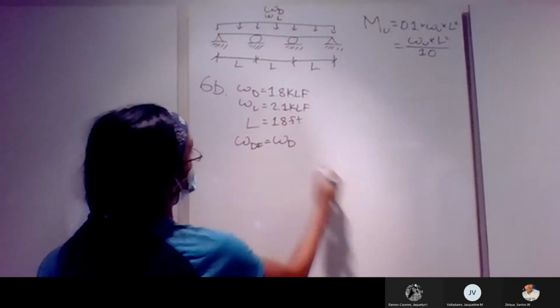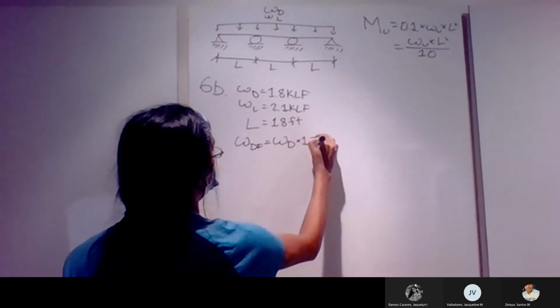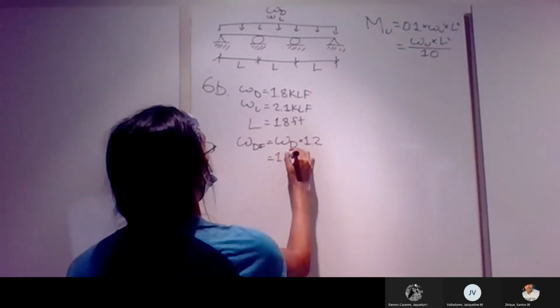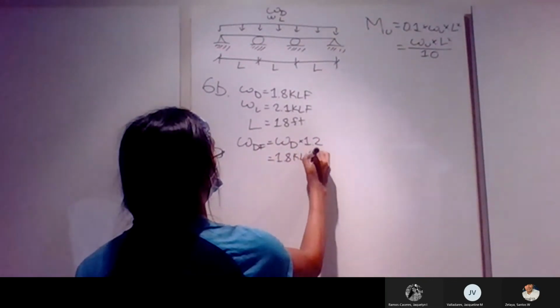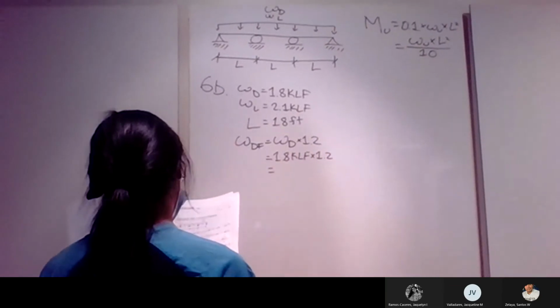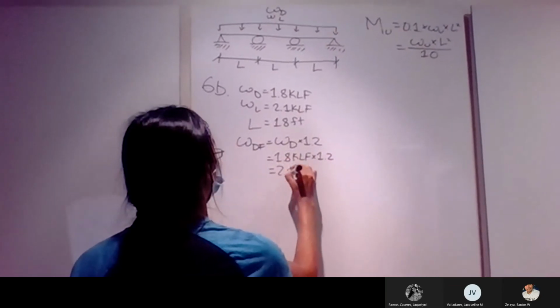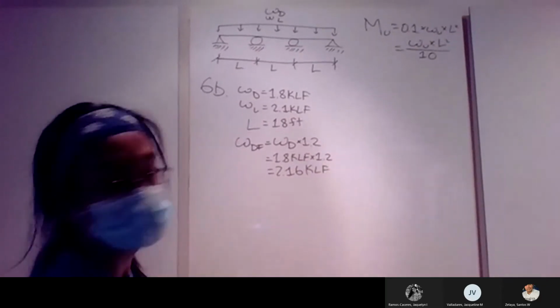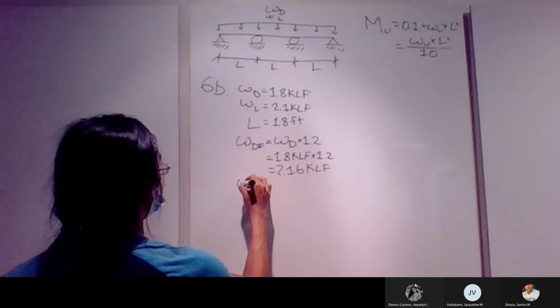Factored dead load is just the dead load times 1.2. This number was given in the lecture, so 1.8 KLF times 1.2. That would be 2.16 KLF. Fantastic. Now we're going to do live load.